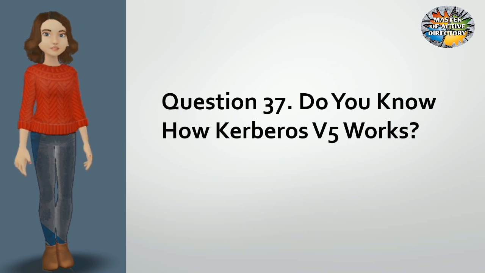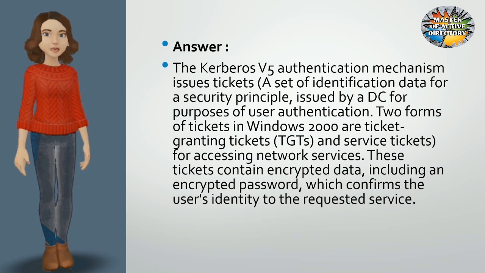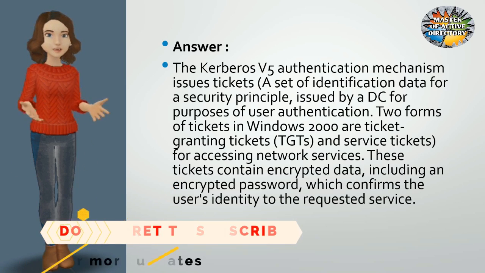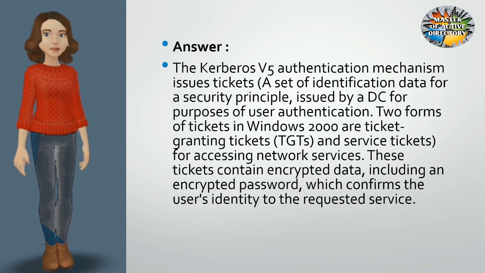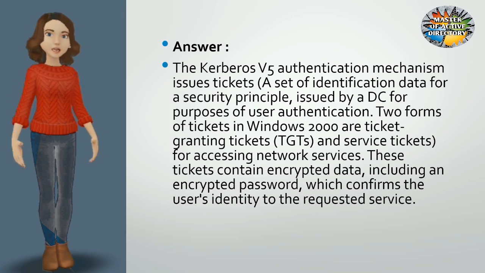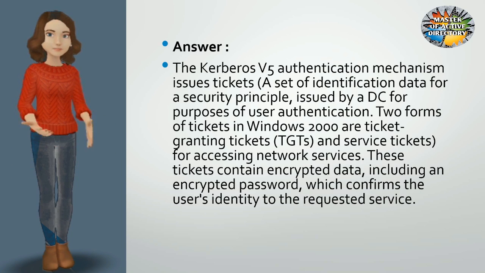Question 37. Do you know how Kerberos V5 works? Answer. The Kerberos V5 authentication mechanism issues tickets, a set of identification data for a security principal issued by a DC for purposes of user authentication. Two forms of tickets in Windows 2000 are ticket granting tickets, TGTs, and service tickets, for accessing network services. These tickets contain encrypted data, including an encrypted password, which confirms the user's identity to the requested service.